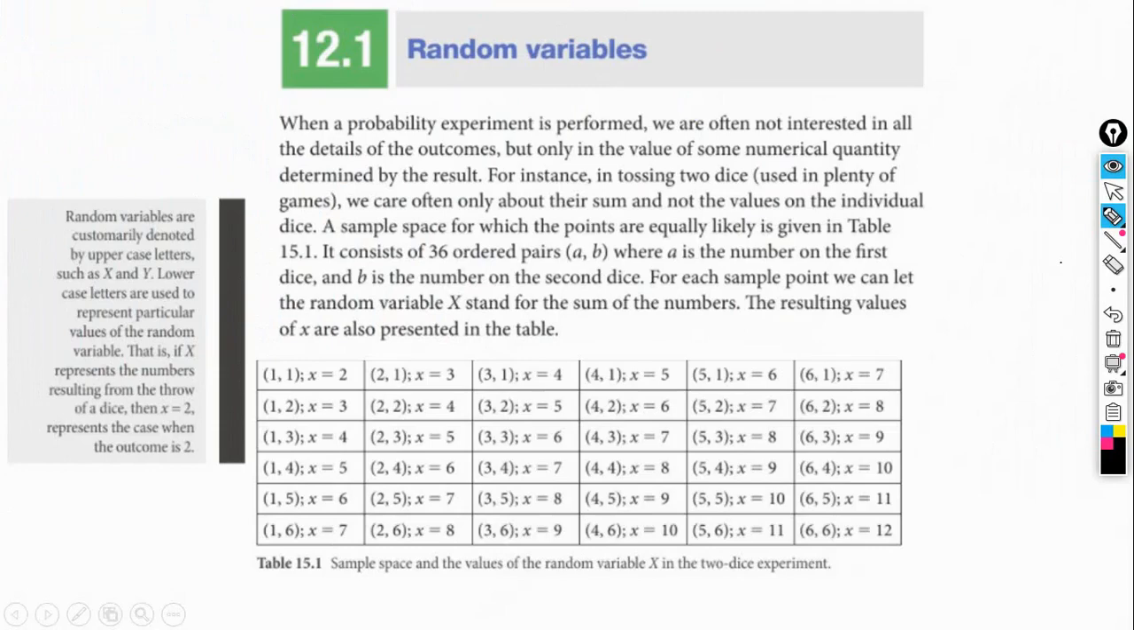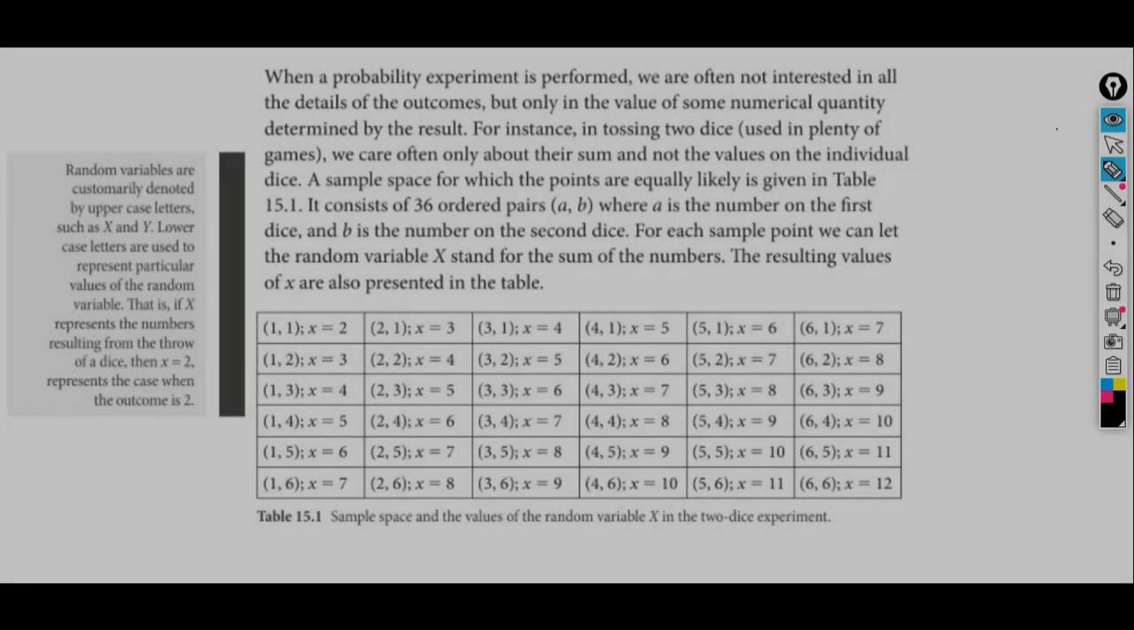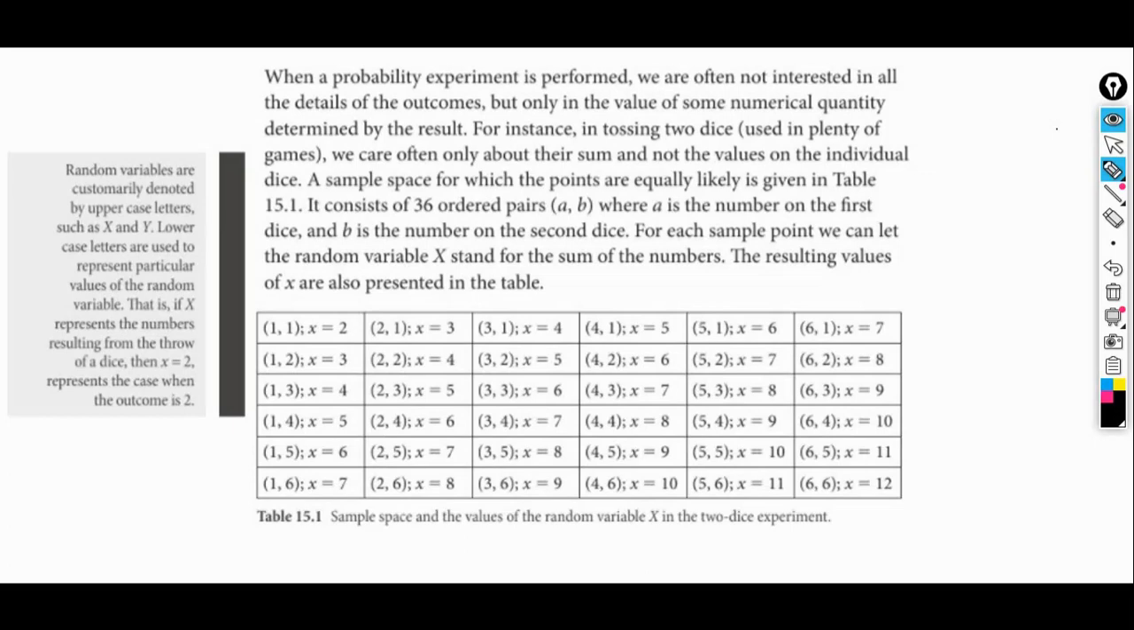We're going to start with section 12.1, random variables. When a probability experiment is performed, we are often not interested in all the details of the outcomes, but only in the value of some numerical quantity determined by the result. For instance, in tossing two dice, we often care only about their sum and not the values of the individual dice. A sample space for which the points are equally likely is given in Table 15.1.